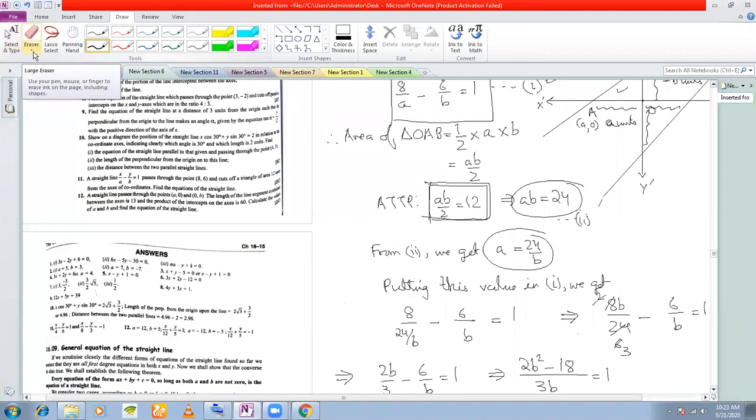A straight line passes through the points A, 0 and 0, B. The length of the line segment contained between the axes is 13 and the product of the intercepts is 60. Calculate the values of A and B and find the equation of the straight line.